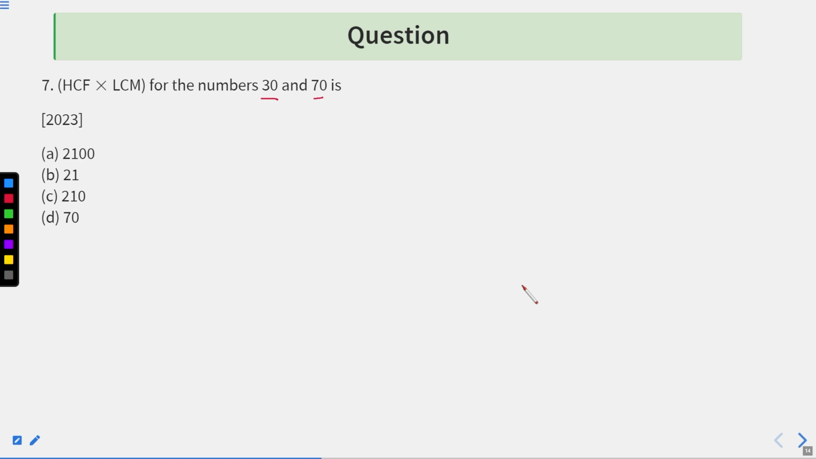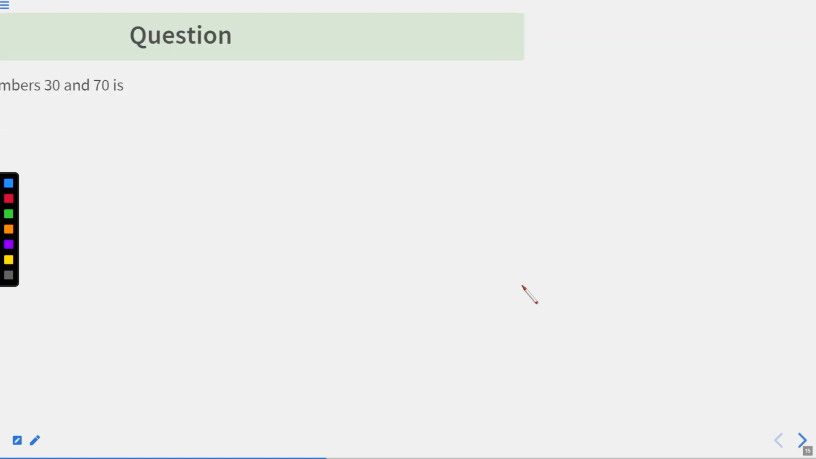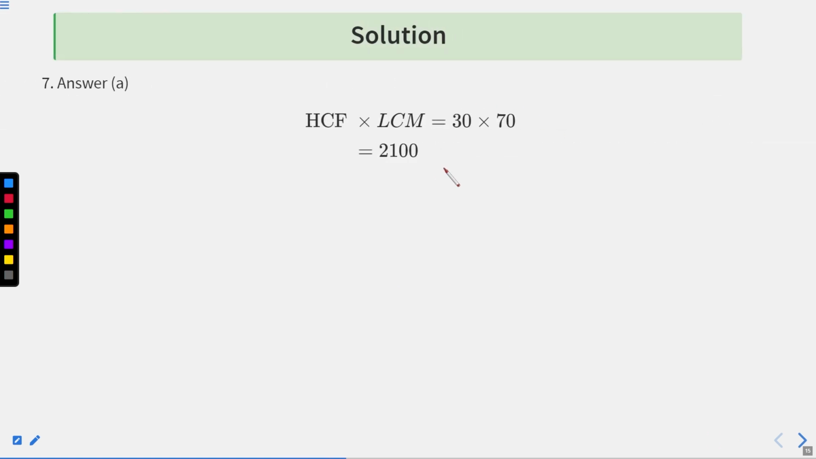But if you have two numbers, then in that case HCF of two numbers into LCM of two numbers is equal to the product of these two numbers. Okay, so here if we use this result, HCF into LCM is equal to 30 into 70. That is given in our question, two numbers 30 and 70. So HCF into LCM is equal to 30 into 70, and this is equal to 2100. Okay, this is equal to 2100.